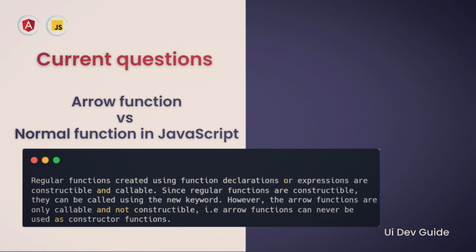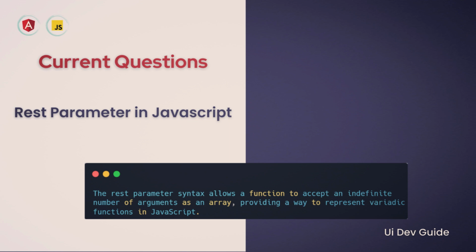Okay. Another one. Normal functions have the arguments object. In arrow functions we don't have that. So how can we get all the arguments into a single parameter? Do you know? All the parameters in a single object.